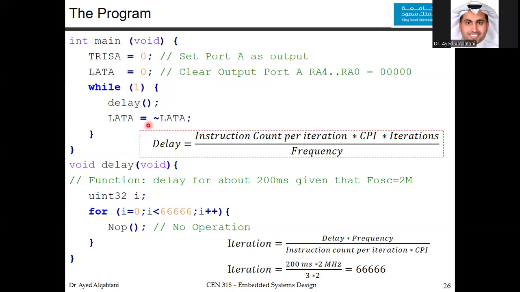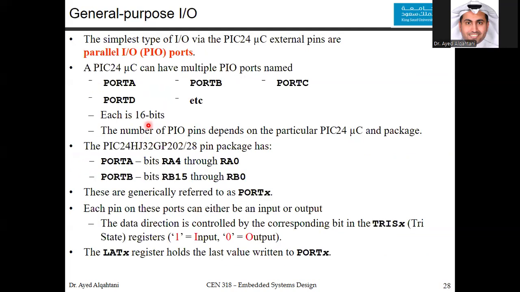Now, how many ports do we have? We know that they are A and B in our microcontroller. How to program them, no matter what the application, we need to go into a little bit of detail. So the general purpose I/O, they are the simplest type of I/O via the PIC24 microcontroller external pins, and they are also called parallel I/O, or the PIO ports, meaning that you can push the values in port B, 16 values at one click. Similarly, for A, you can push 5 values in parallel in one single click.